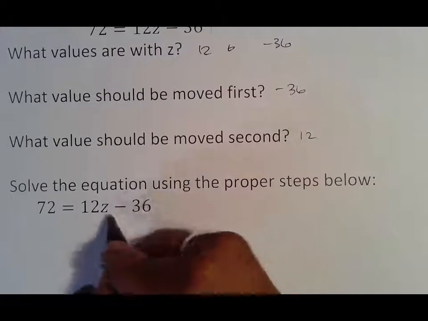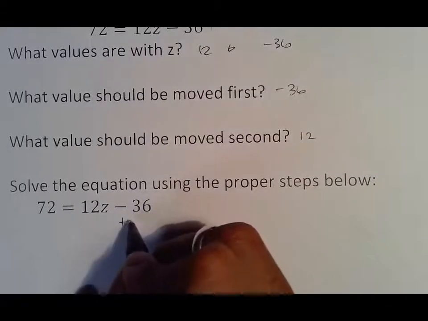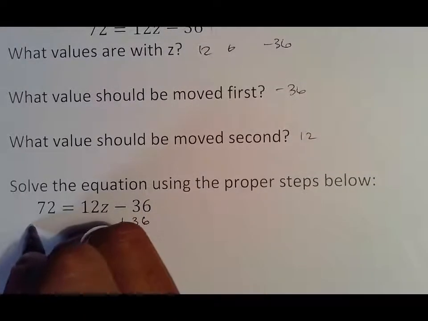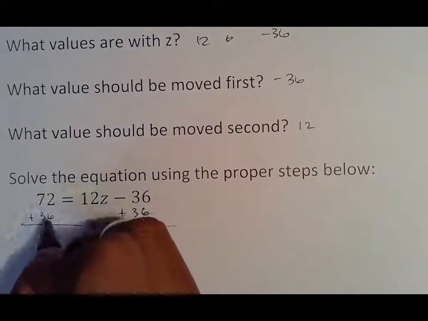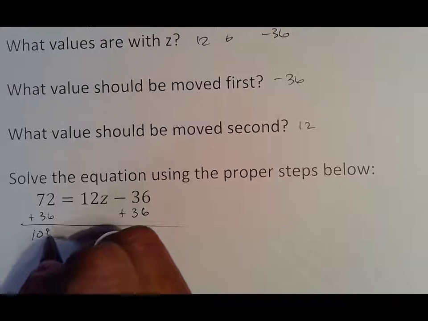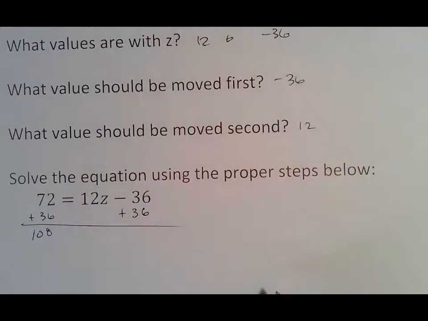So how do we move the negative 36? We move it by adding or using a positive, which is the opposite of negative 36, to both sides. 72 plus 36 is 108. Again, 2 plus 6 is 8. 7 plus 3 is 10.